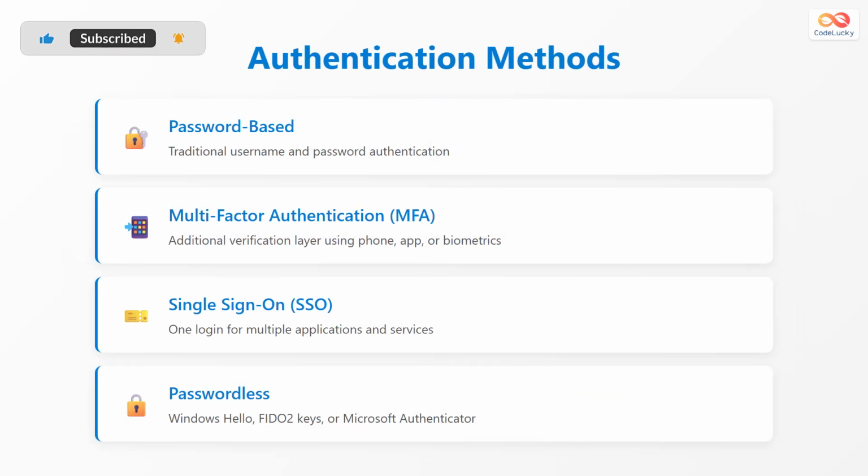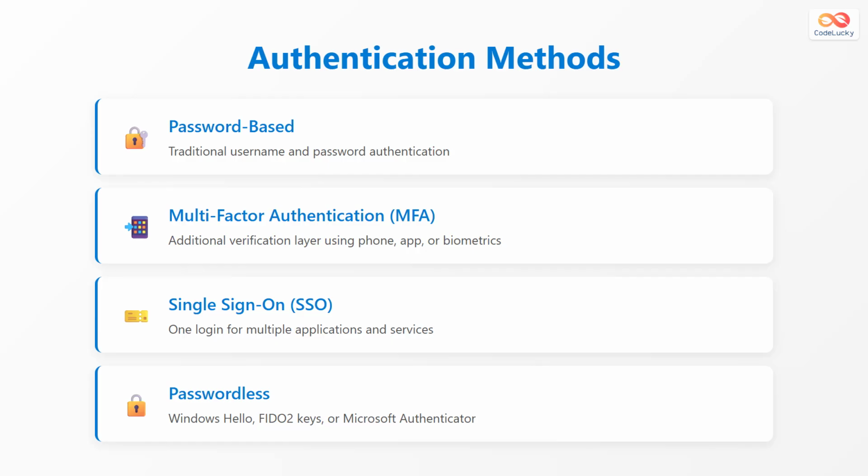Azure Active Directory supports multiple authentication methods to verify user identity. The most traditional is password-based authentication, where users log in with a username and password. For enhanced security, multi-factor authentication, or MFA, adds an additional verification layer using a phone, authenticator app, or biometrics like fingerprints.